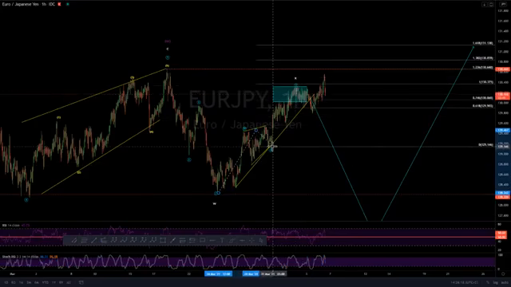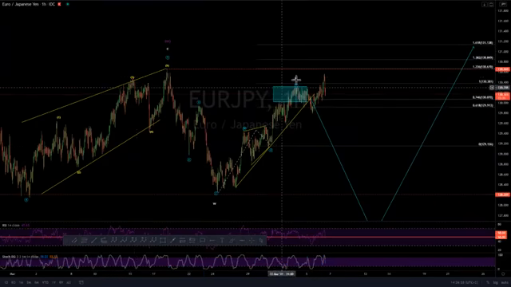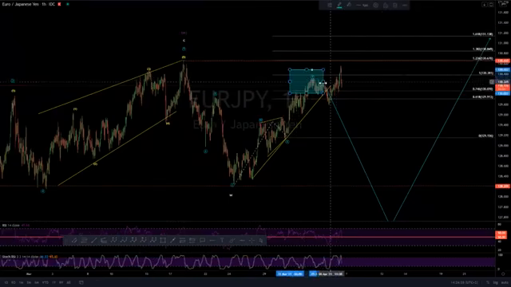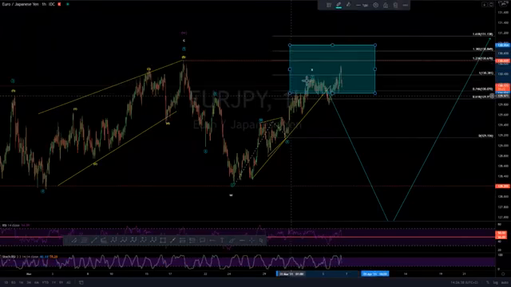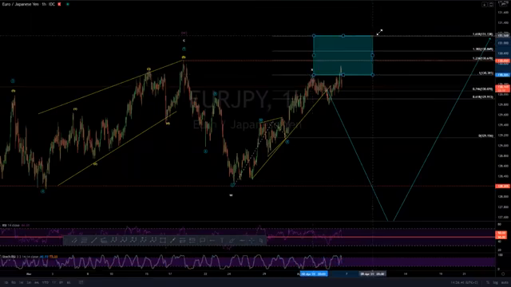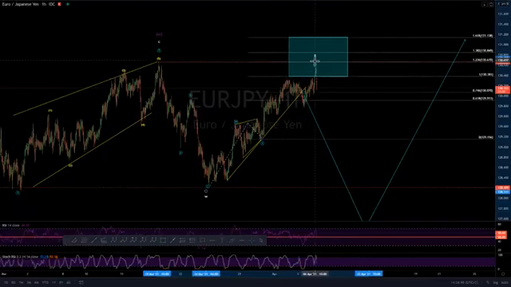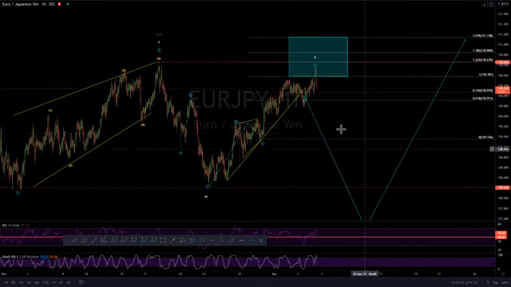I should have adjusted my fibs to around here. Then this would be my blue box. Let me adjust that one. That will be my blue box. This would be the area that I'm looking to. You can see that we just tagged this here. This should have been here. But I don't like to trade these blue boxes on the flat corrective structure. I like to trade these blue boxes on WXY structures, or at least on an ABC with equal legs.